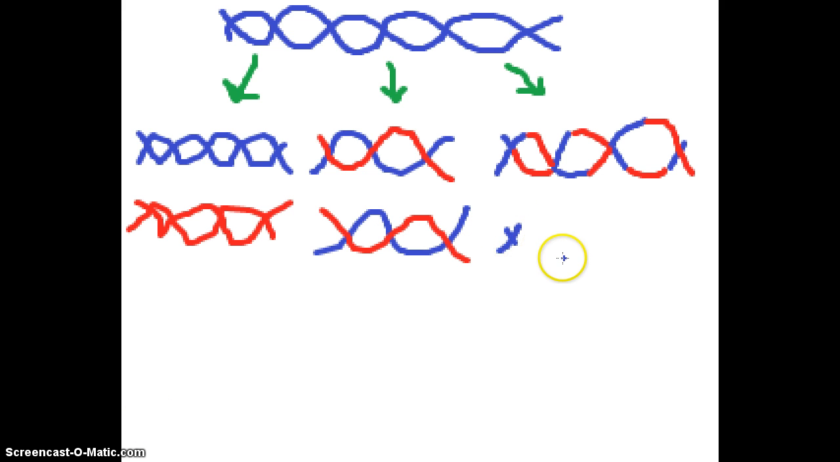Dispersive replication is the alternating pieces of the old strand with pieces of the new strand on each strand of the newly formed strand of DNA.